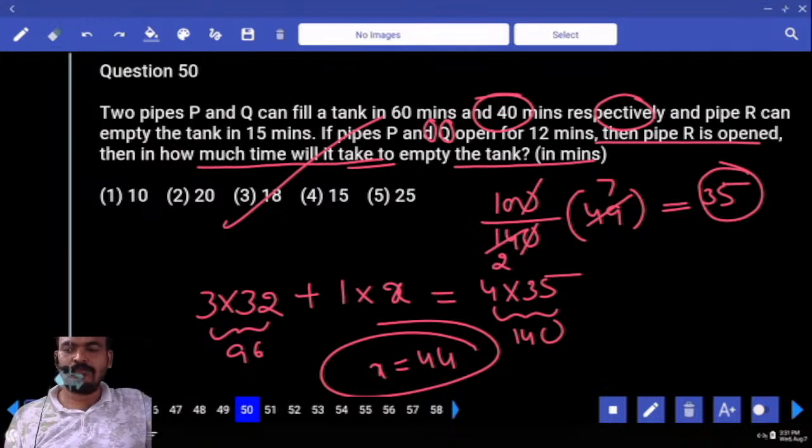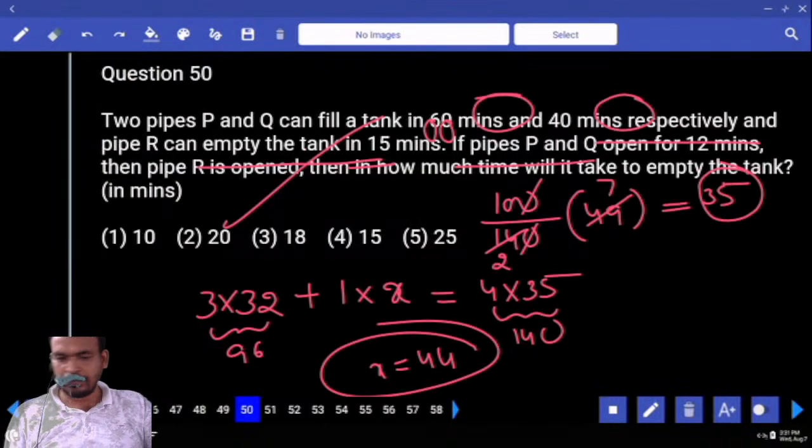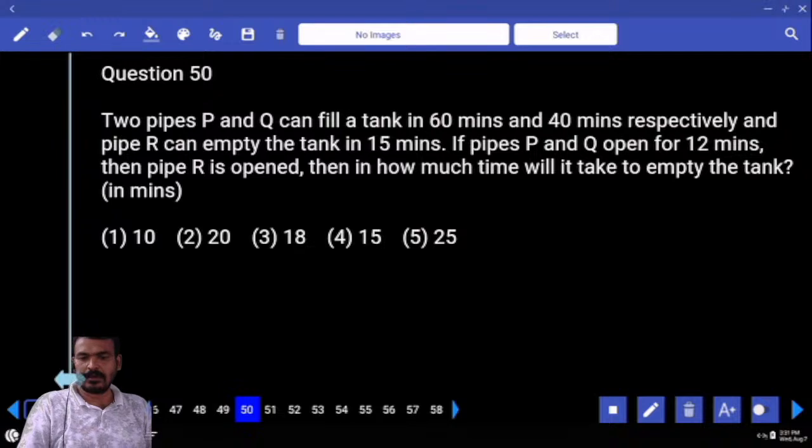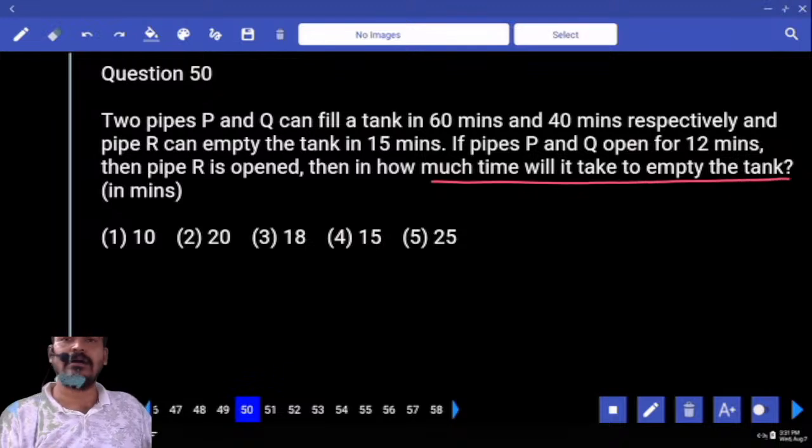Next question number 50. 2 pipes P and Q can fill a tank in 60 minutes and 40 minutes respectively. Pipe R can empty the tank in 15 minutes. If pipes P and Q are open for 12 minutes, and then pipe R is also opened, in how much time will it take to empty the tank?